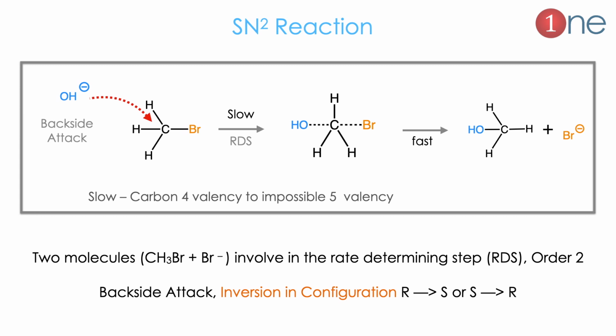So you can clearly see the slow step involves both OH minus and alkyl bromide. Why is it very slow? Because carbon is going from 4 valency to an impossible 5 valency. That's why it's very slow. You can clearly see the attack is backside. Since it is a backside attack, you always have inversion in configuration. Inversion means R to S or S to R. We will see this very clearly later.